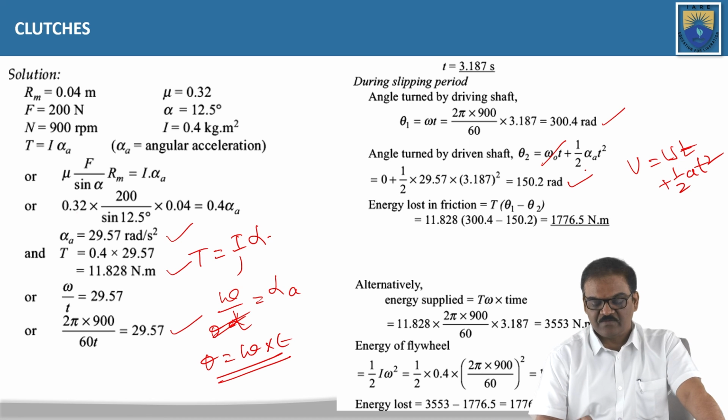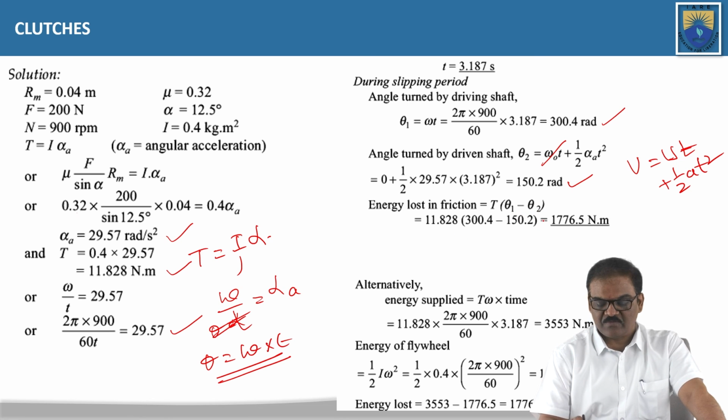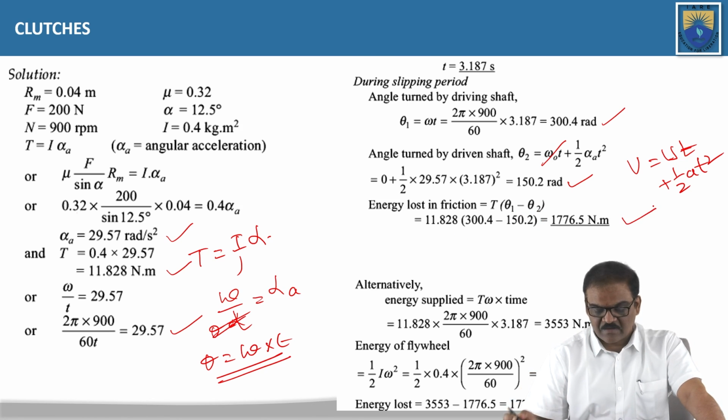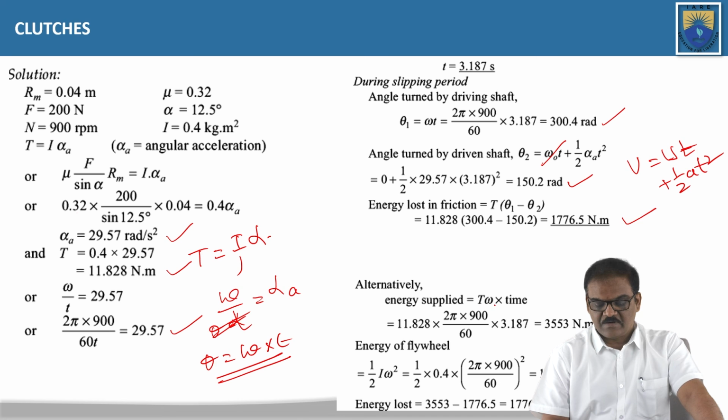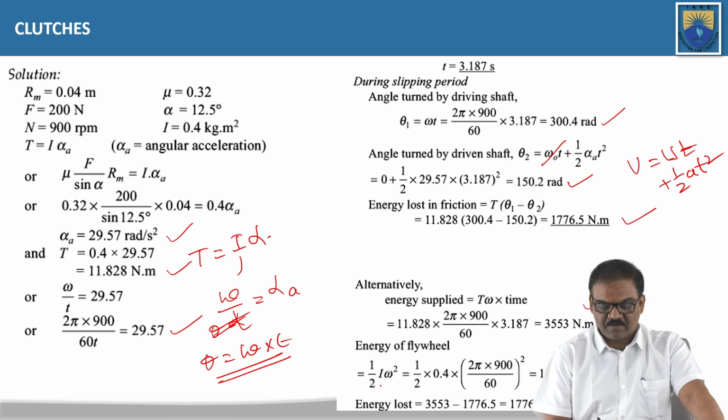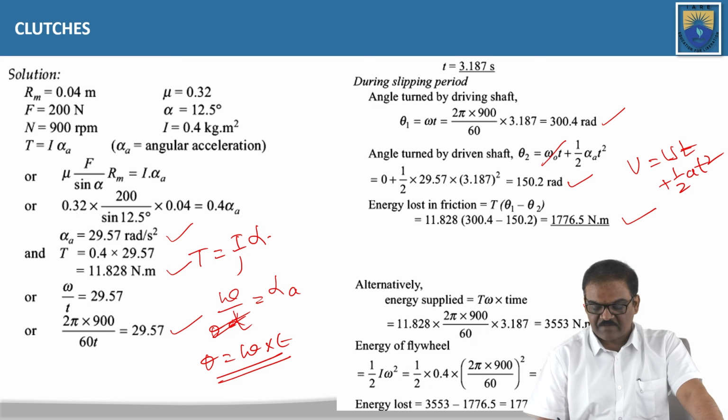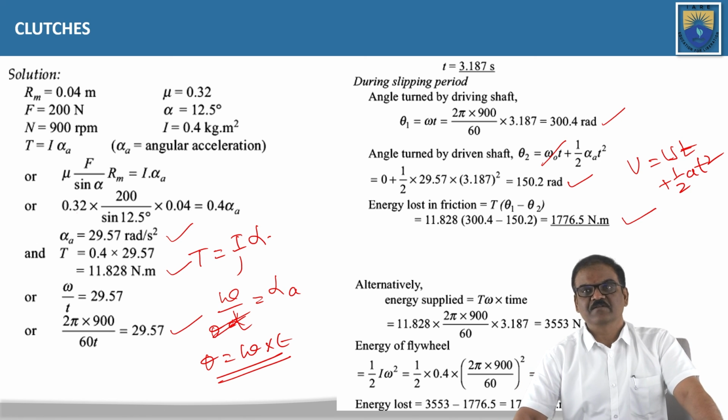Energy lost is equal to T into theta 1 minus theta 2. Alternatively, energy supplied is equal to T into omega into time. This is the energy supplied. Energy of the flywheel is half I omega square. This is the energy of the flywheel. And this is the energy lost.